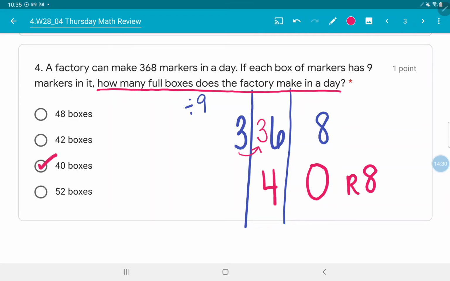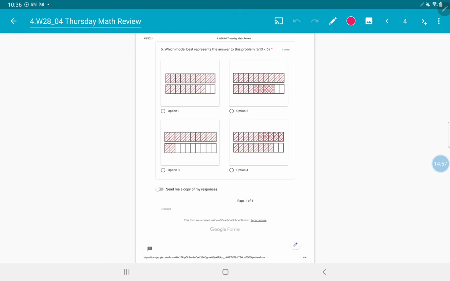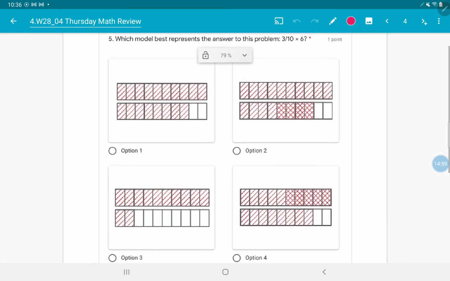I didn't know what to do today. I was like, is it 40 or is it 48? But I put 48. That was wrong. Why is it not 48? Because you can't just add the 8. Yeah, that's the remainder. That's the extra markers. So tomorrow, if they make another 368 markers, will they have enough if they use those 8 that are left over each day to start filling another box? Yeah. All right.